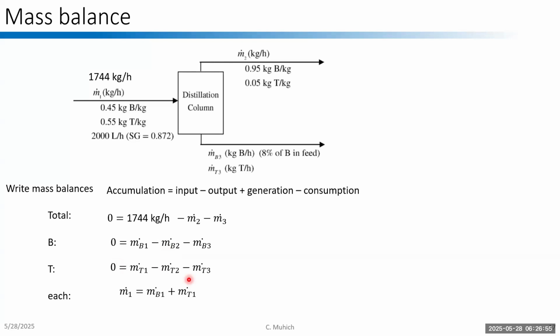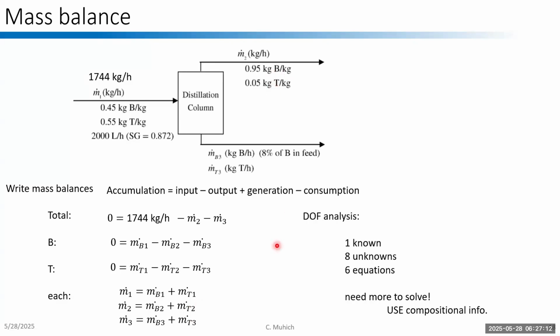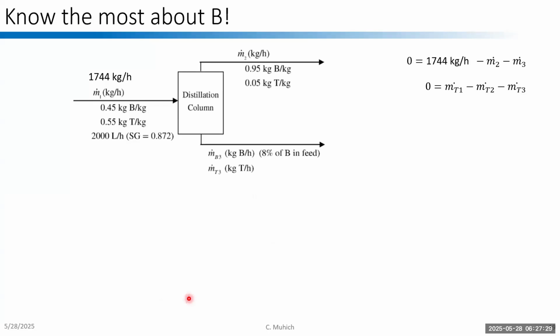I can write down a few extra equations. I know that the total mass of 1 is the mass of the butane and the toluene. I can do the same thing for mass 2 and mass 3. All right, so let's look at our degrees of freedom. I knew one piece of information. I have 8 unknowns, 6 equations. I need a little bit more information. These aren't going to sum to 0, right? I have to pull out more information.